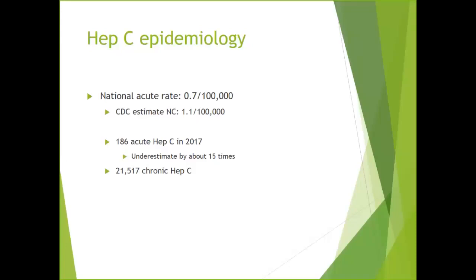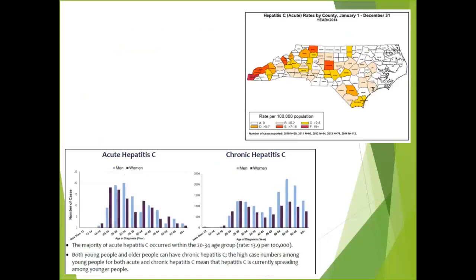So the reality is that for every case of acute Hep C, and this is an estimate that was done in Maine, there are probably about 15 more cases out there. So this is really a problem that we're trying to wrap our arms around. In North Carolina, we have 186 acute Hep Cs, and many of those will go on to develop chronic. In 2017, we had about 21,000 cases of chronic Hep C reported. So that's sort of our epidemiology here as well.